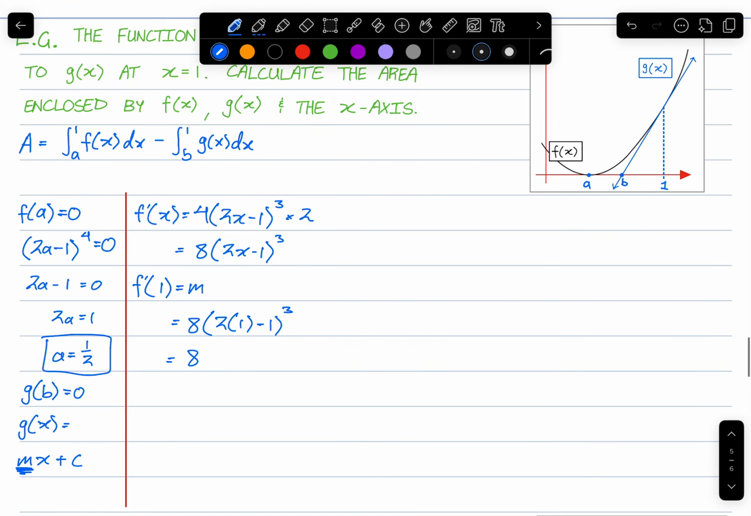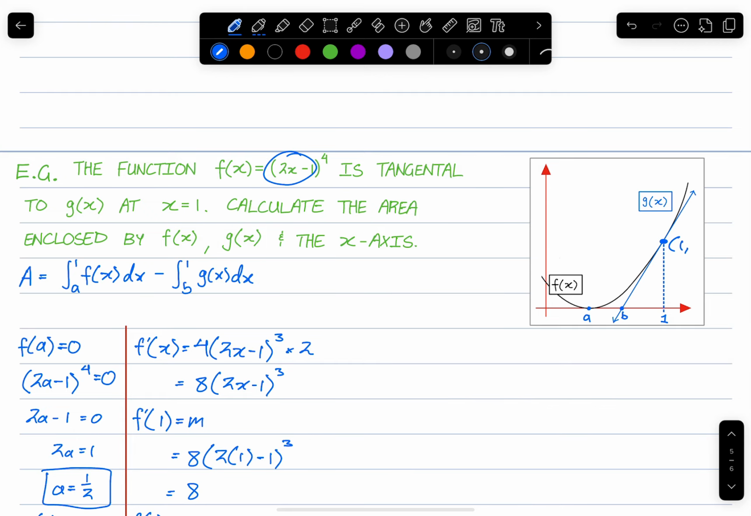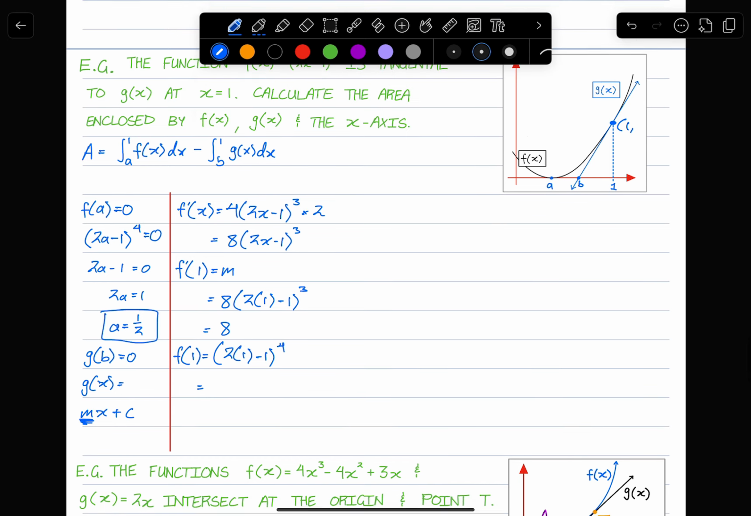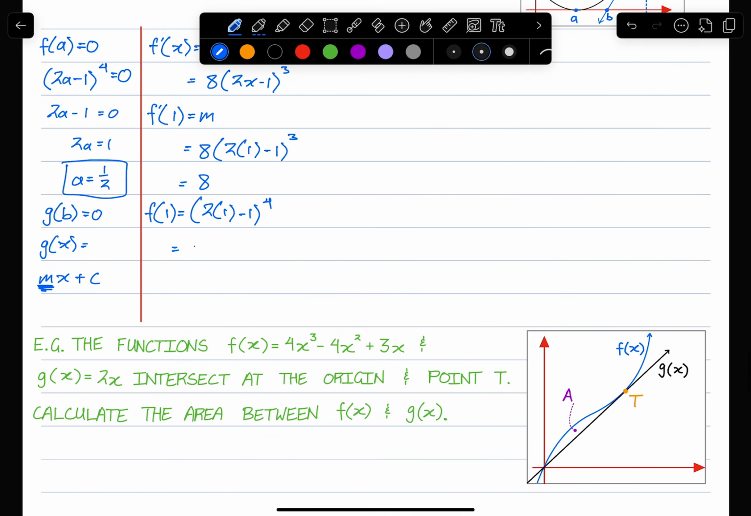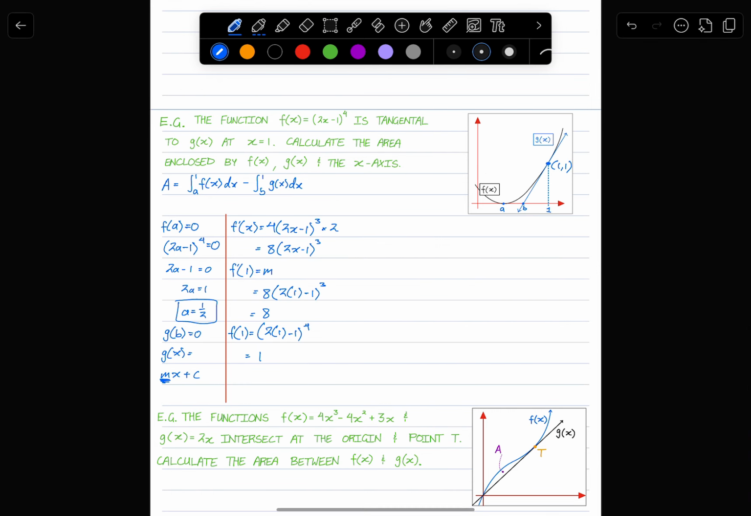We actually now also need to know what the y value is at that point, so 1 comma something. So we can find f of 1. Substituting 1 into here, that's going to be (2 times 1 minus 1) to the power of 4. I hope you can see that that's actually 1 as well. So that's going to be the point (1, 1).